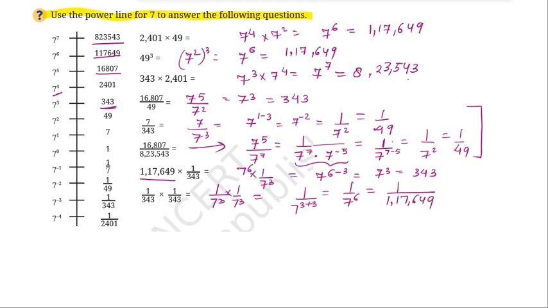Next is 1 over 2,401. So this is 1 over 7 to the power of 4. आप ये भी लिख सकते हो, और अगर आपको उसको नेगेटिव एक्सपोनेंट में कन्वर्ट करना है तो 7 to the power of -4 भी लिख सकते हो, राइट?